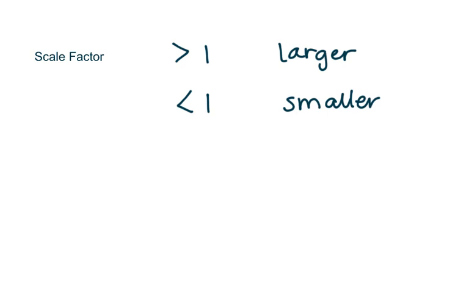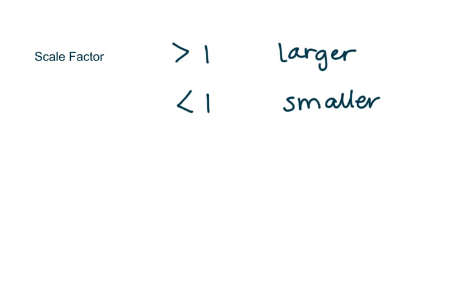So what you want to remember is that if your scale factor is greater than 1, your new shape will be larger. And if your scale factor is less than 1, then your new shape will be smaller. If we take something and multiply it by half, it's going to be half the size that it was before, so it's going to be smaller.